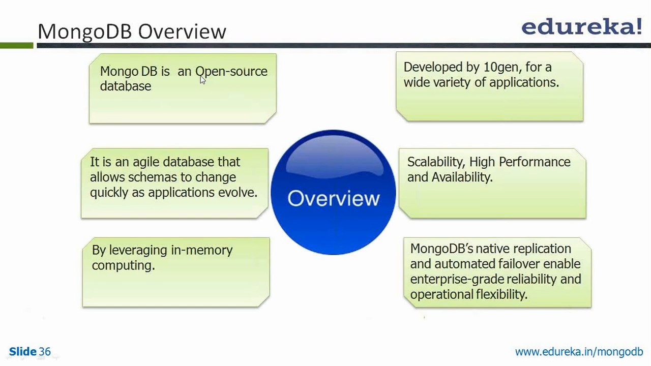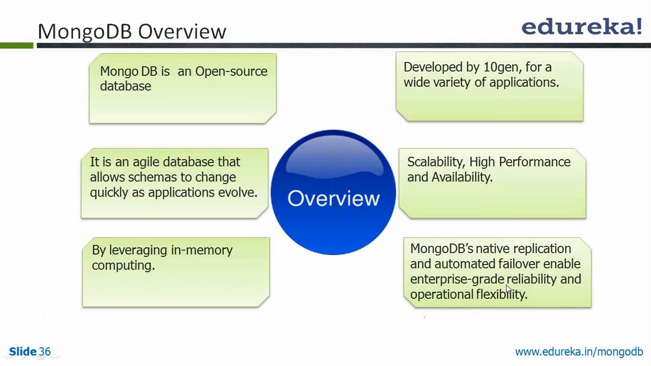MongoDB is an open source database. It has been developed by Tangent, a company name, for a wide variety of applications. It is an agile database that allows schema to change quickly as applications evolve. We will see how it provides dynamic schema. It provides scalability, high performance, and availability. Also, it leverages in-memory computing.